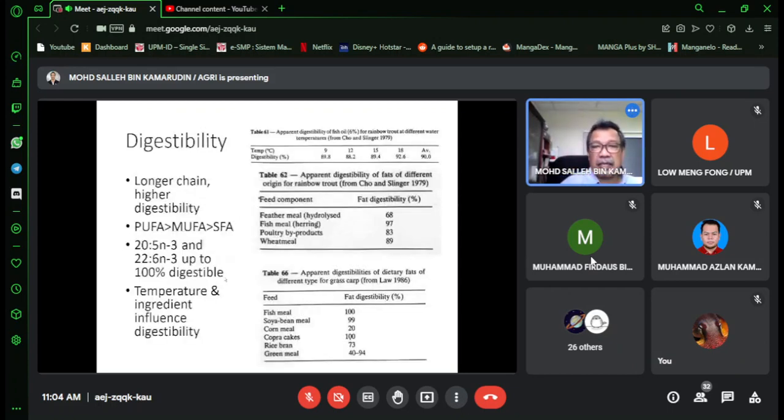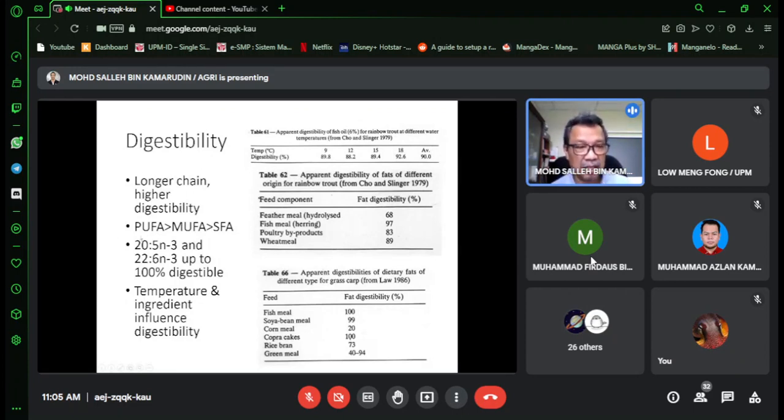Alright. As I mentioned earlier, the digestibility of fat is higher compared to protein or carbohydrate. Ironically, for lipid, the digestibility is higher if the lipid contains very long chain fatty acid, so it is more quickly digestible.